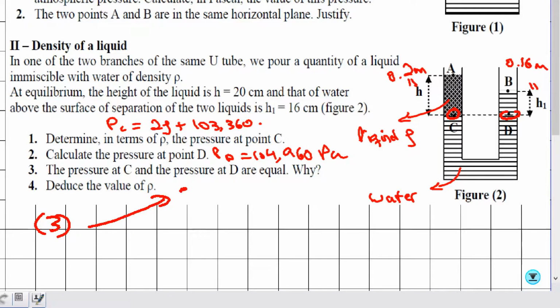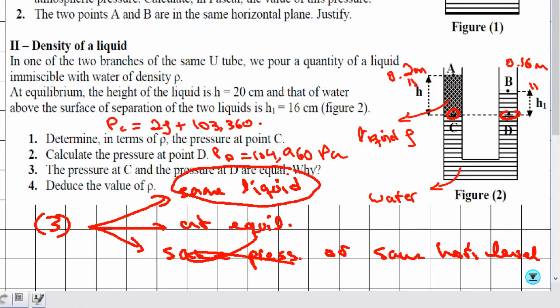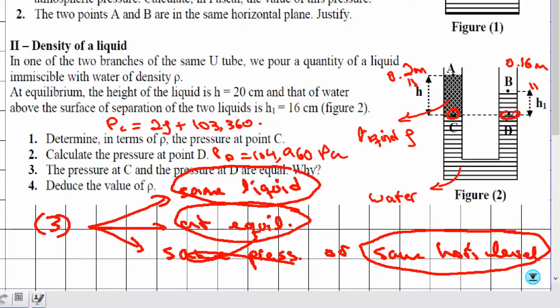So either we need to say same liquid at equilibrium, and either same pressure or same horizontal level. So since they are telling me why they have the same pressure, we will eliminate this, and our answer will be the same liquid at equilibrium and in the same horizontal level. And this is indeed true, because if we refer to this figure, we can see that this U-tube is at equilibrium and they are in the same horizontal level.